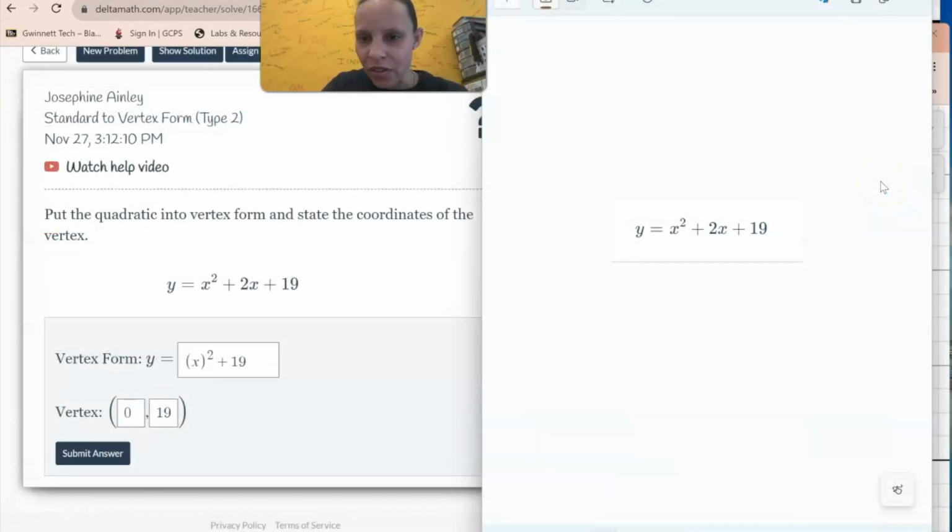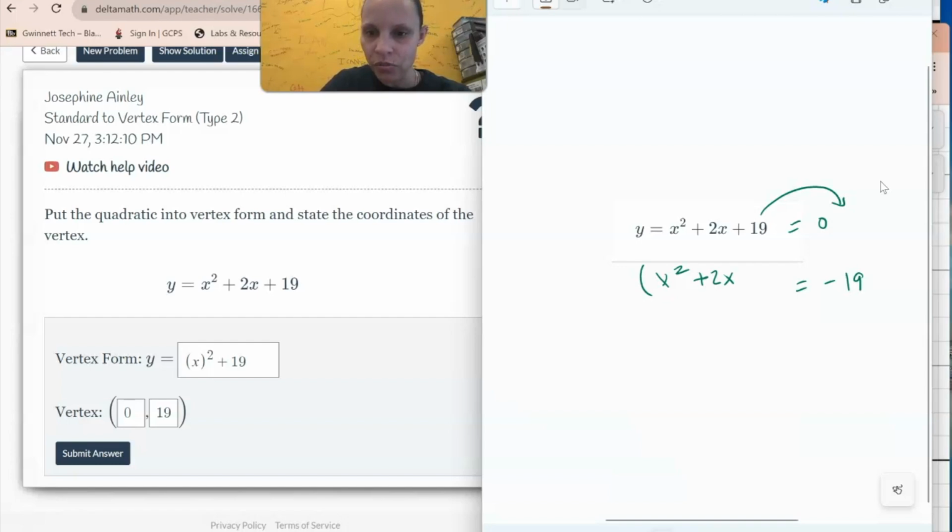All right, so can you take out the greatest common factor? Nope. So what you do is you rewrite it with an equal 0, right? Take this to the other side. So it's going to be -19 on the other side. What's left here is x squared plus 2x, right? That's what's left on this side.